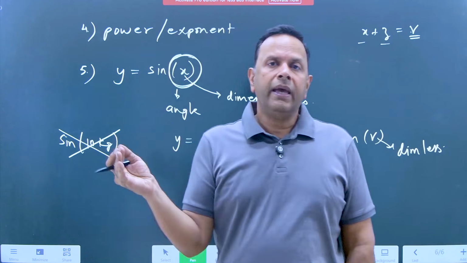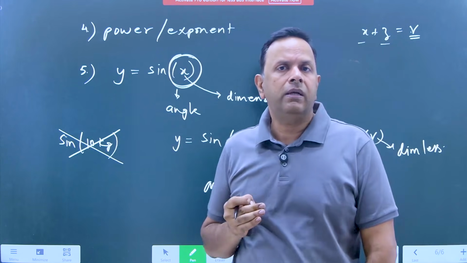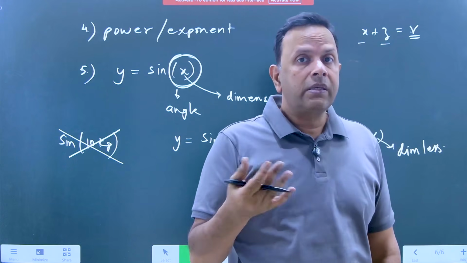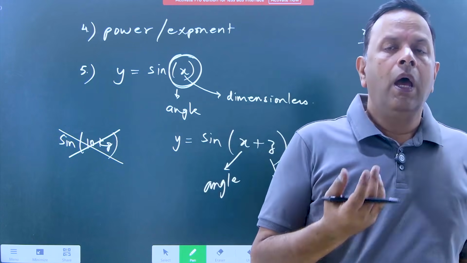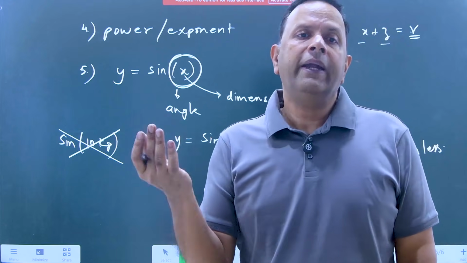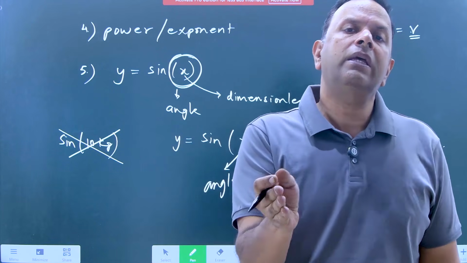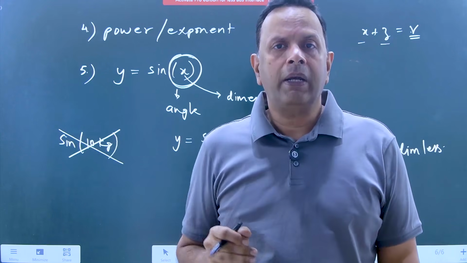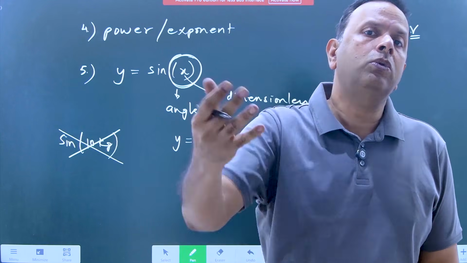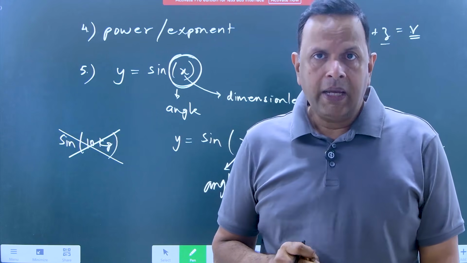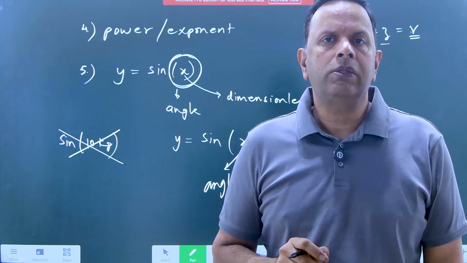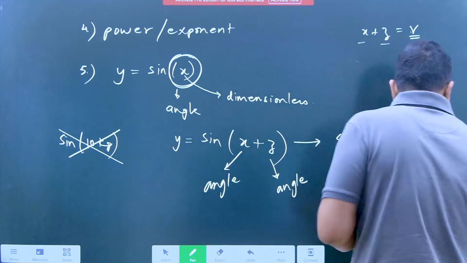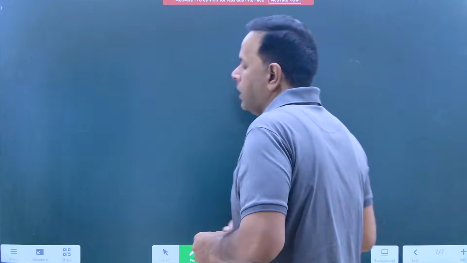If v is dimensionless, that means x plus z is dimensionless. But still the question remains: how am I so sure that x is dimensionless separately and z is dimensionless separately? How could I come to that statement? Right? I had no reasons to say so. Now try to understand. There is one more aspect associated here.